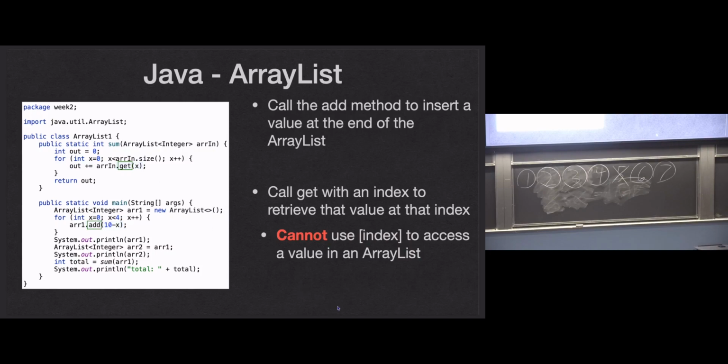Whereas in Python, we would say array1, actually we would do, I always forget if it's push or append, but it's one of those two. One of them's JavaScript and one of them's Python. I always get them mixed up. And then this, we would do array in of x using this syntax. Not allowed in Java. That syntax does not exist with ArrayList.